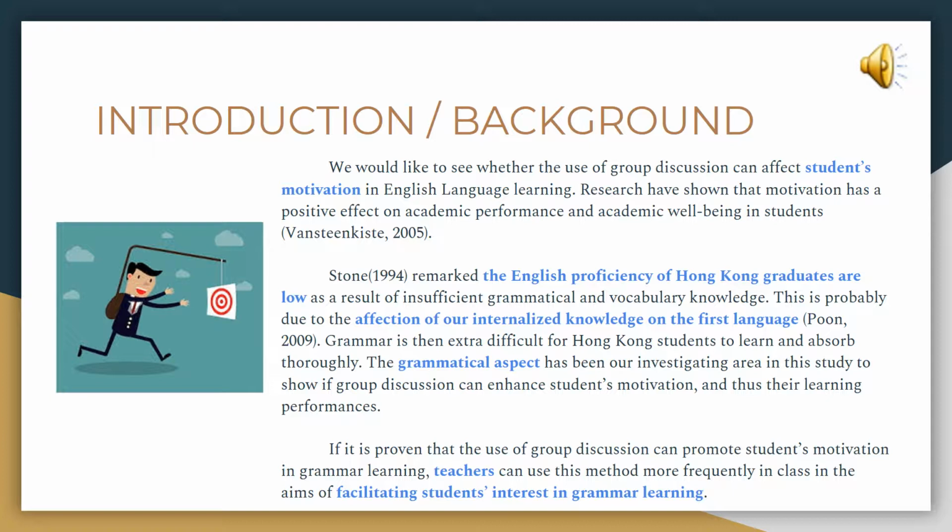Stone has remarked that the English proficiency of Hong Kong graduates is low because of insufficient grammatical and vocabulary knowledge. This is probably due to the effect of our internalized knowledge of the first language we use. Grammar is then extra difficult for Hong Kong students to learn. Therefore, the grammatical aspect has been our investigating area in the study to show if group discussion can enhance students' motivation. Their learning performance can then be improved.